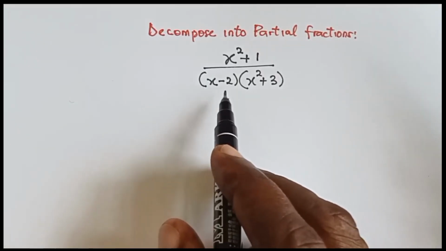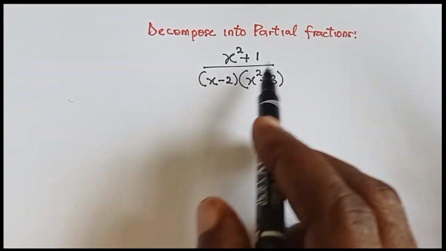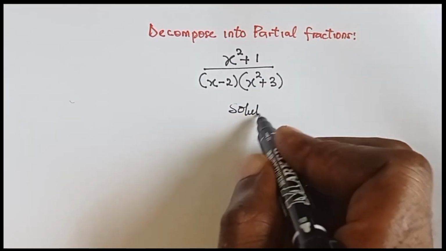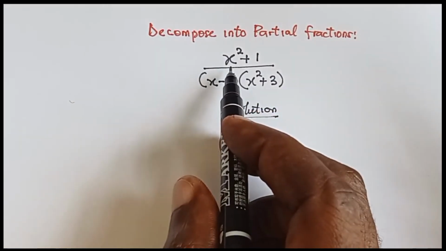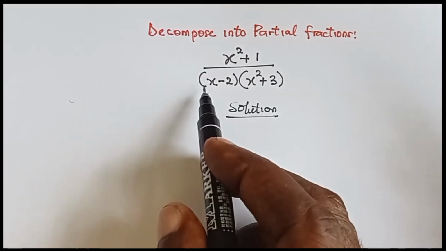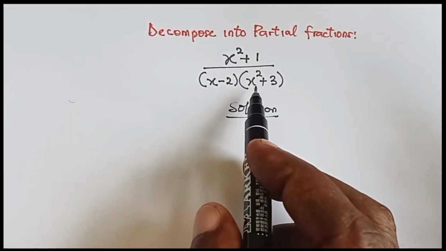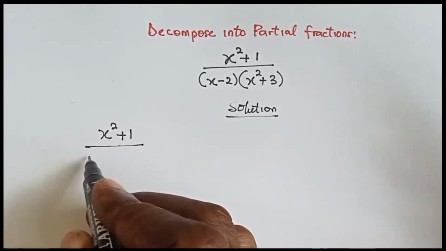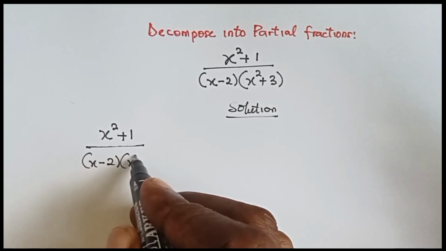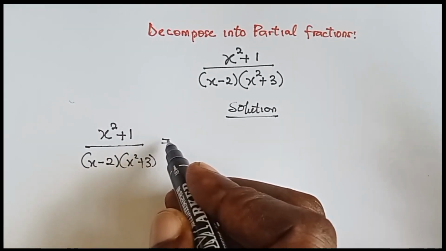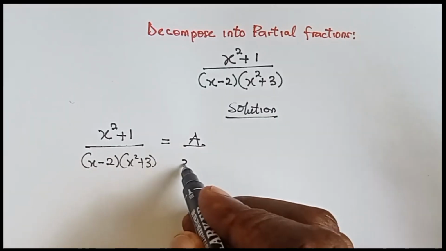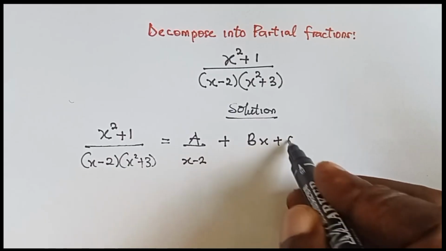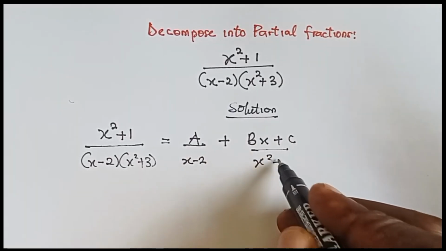In this video, I want to show us how we can decompose this into partial fractions easily. Alright, solution. We have (x squared + 1) over (x - 2)(x squared + 3). Right, so now we can write it as a over x minus 2 plus bx plus c over x squared plus 3.